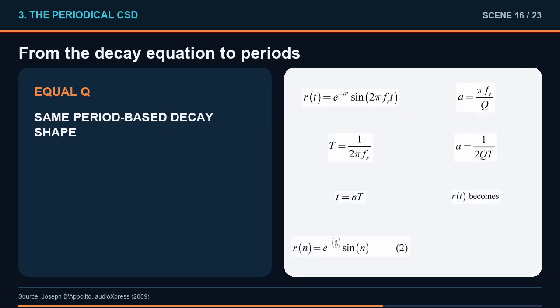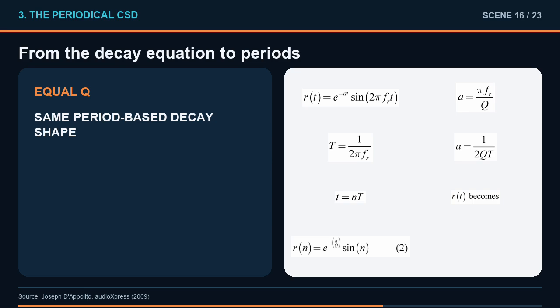A resonance can be represented as a sine wave whose amplitude falls exponentially with time. The decay constant depends on resonant frequency and Q. The period of the sine wave is the inverse of its frequency. When time is rewritten as an integer number of periods, the frequency term drops out of the decay expression. What remains depends on Q and the number of completed cycles.